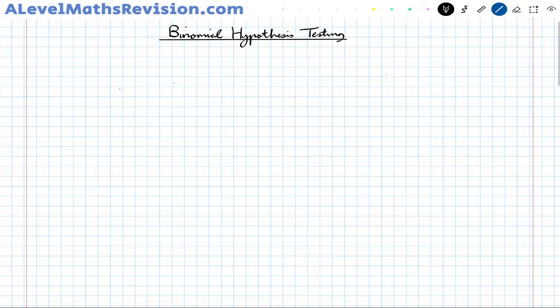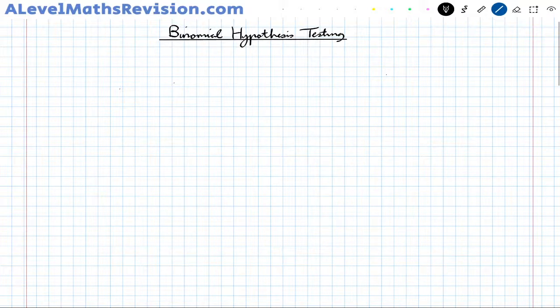So all exam boards have hypothesis testing in. The A-level maths exam boards are aligned now, so this is for all of them. So it's useful no matter what exam board you're doing. So we'll get straight into it. Last week we did the binomial distribution, which is absolutely imperative in understanding what we're about to do tonight, which is binomial hypothesis testing.